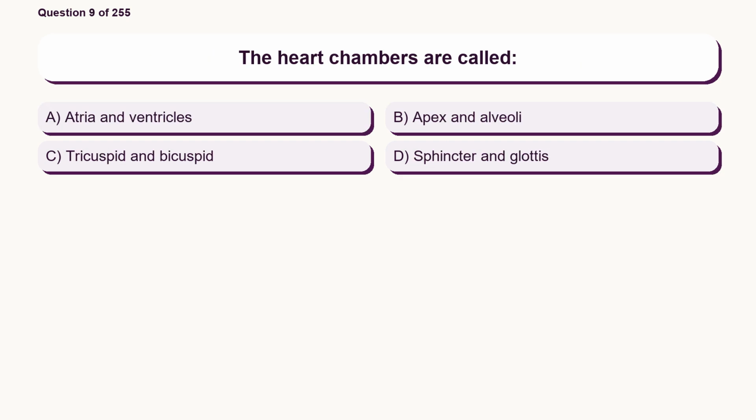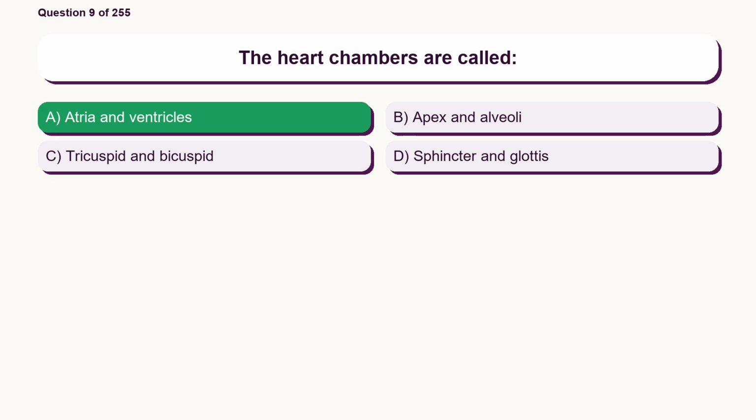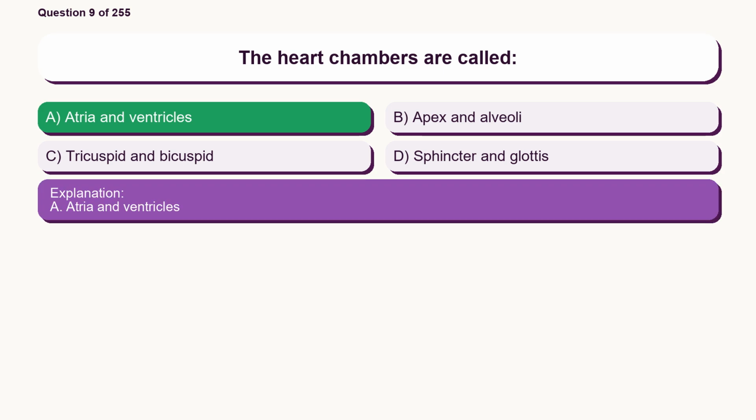Question 9. The heart chambers are called. Option A, atria and ventricles. Option B, apex and alveoli. Option C, tricuspid and bicuspid. Option D, sphincter and glottis. The correct answer is option A, atria and ventricles.